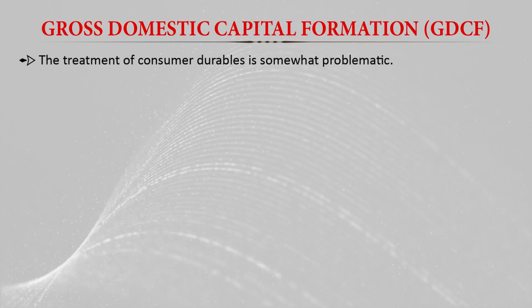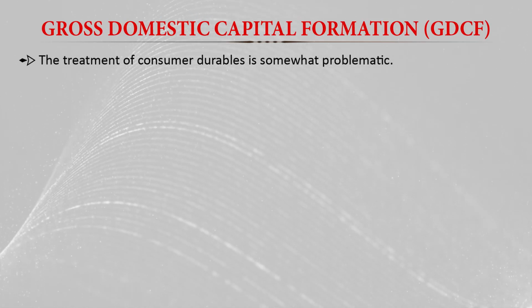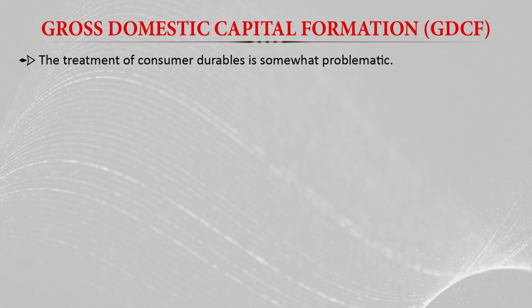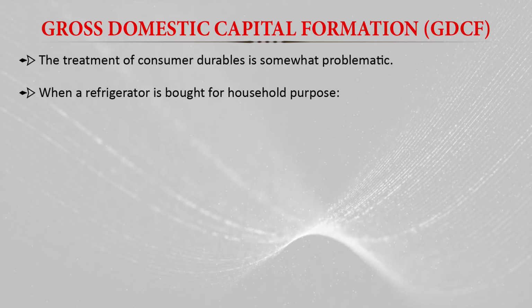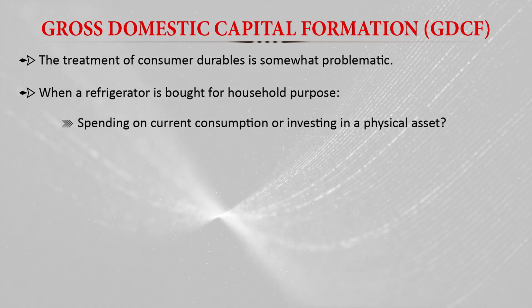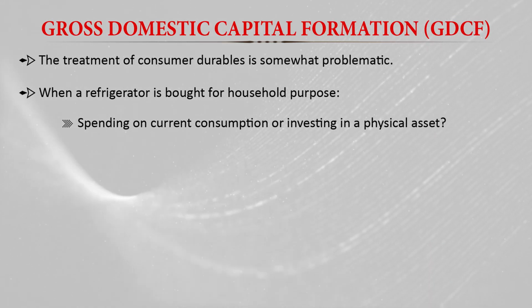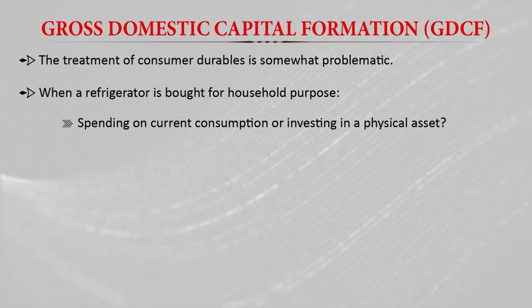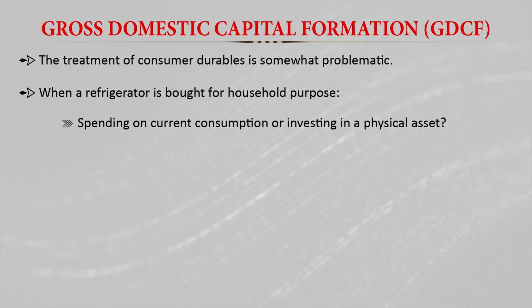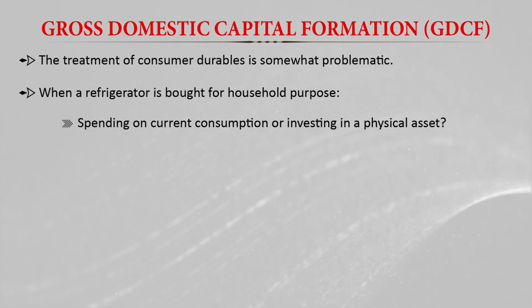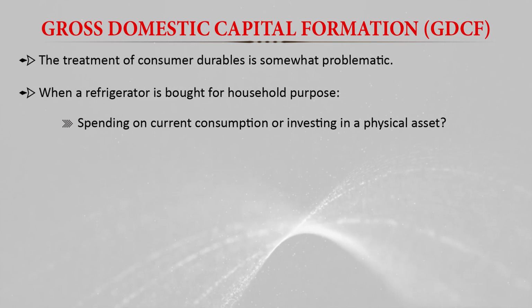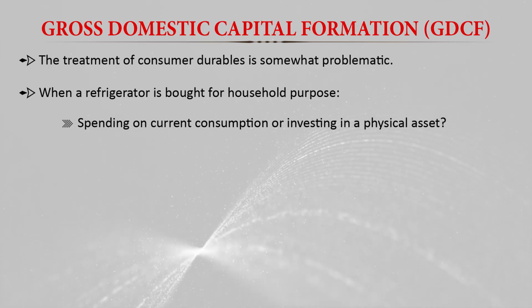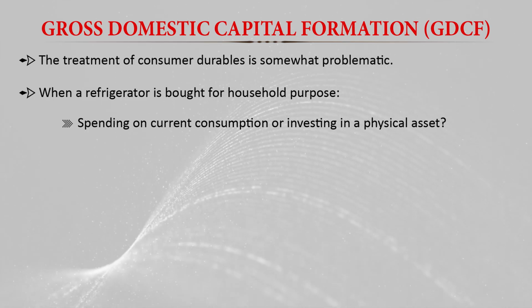And the treatment of the consumer durable is somewhat problematic. Like if we are purchasing a refrigerator for the household purpose, are we spending on the current consumption, or are we investing in a physical asset? So that is the dilemma, how to treat the purchase of the refrigerator, whether it is the current consumption or whether it is the physical asset.